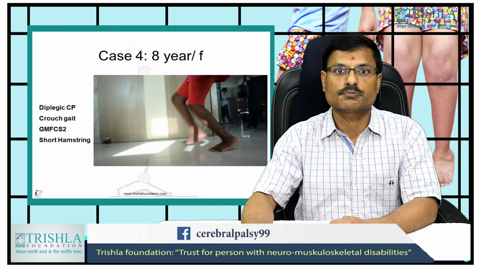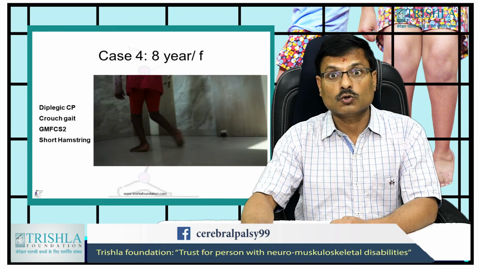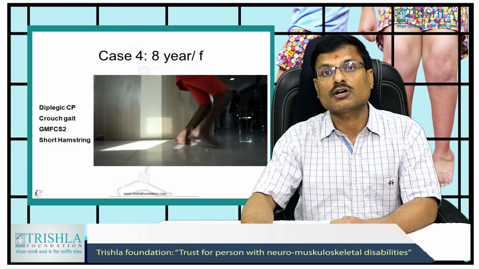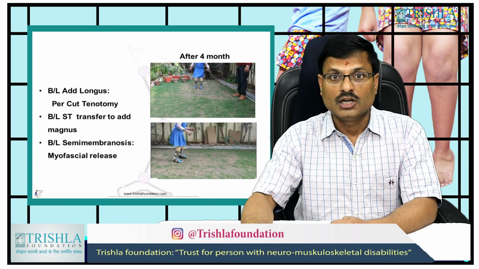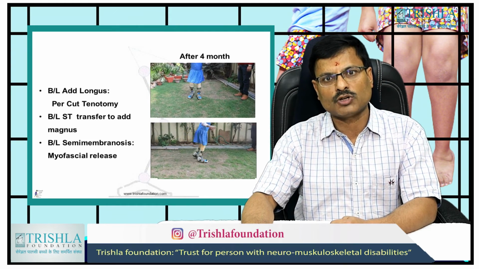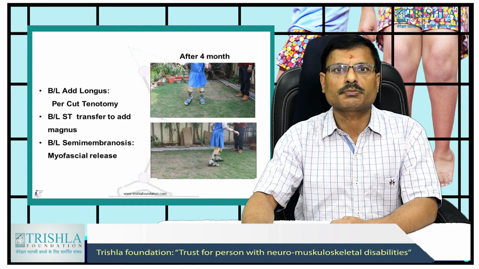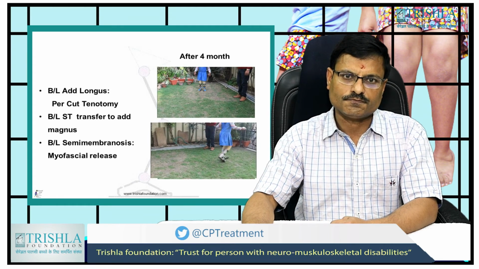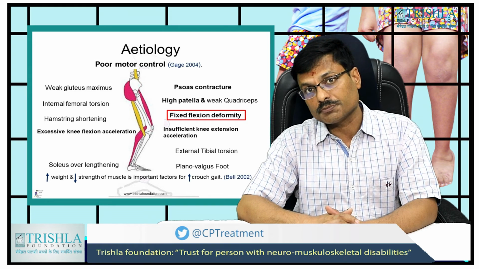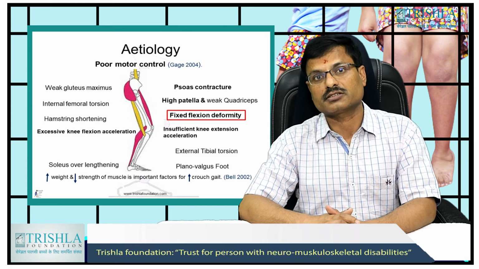As you can see in this video, this girl had a very tight knee joint because of hamstring contracture and shortening. She has undergone transfer and release of the adductor longus at the hip joint, and now she is perfectly normal, walking with a straight knee. After this hamstring muscle, another problem of the crouch gait is the flexion deformity.